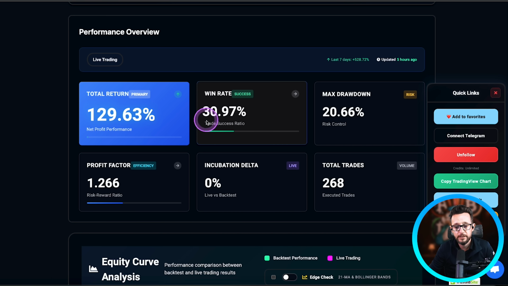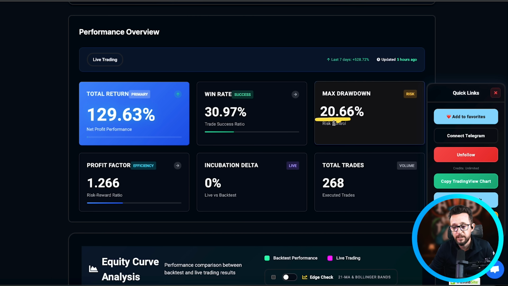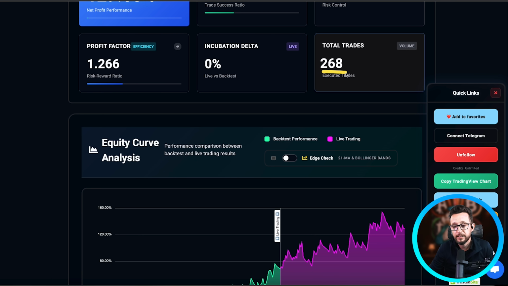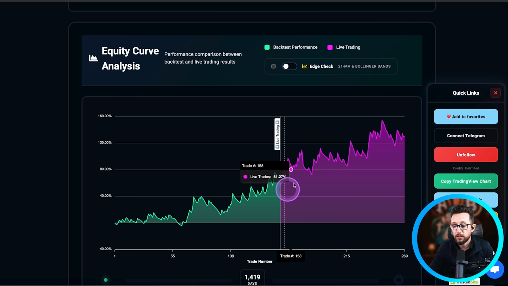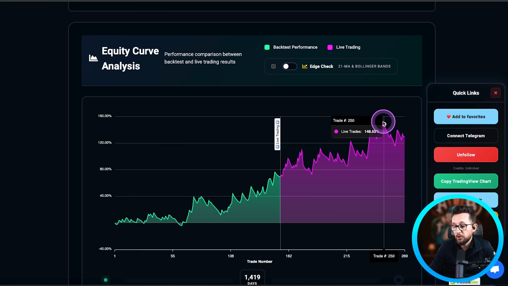Finally, on SOL-USDT, we did have a much lower win rate of 30%. The max drawdown was only 20%. We had 268 closed trades. The equity curve on SOL does look a lot more wishy-washy, but is still going up and potentially could be something that we could improve and make better.